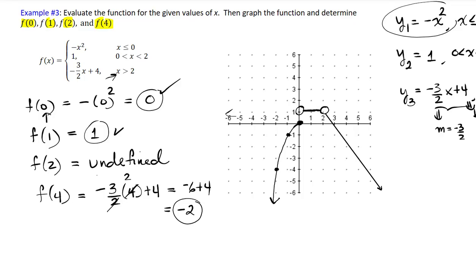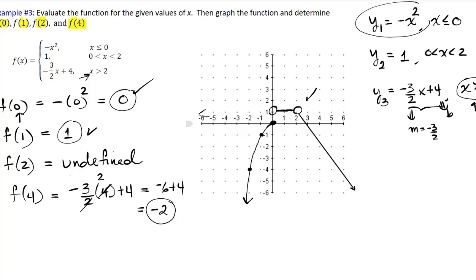That checks off. And when x equals 2, notice that at 2, there's an open circle. Therefore, the function is undefined there. And finally, f of 4, when x equals 4, here's the output value, which is negative 2. So this checks off as well.